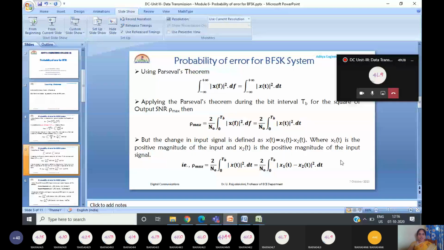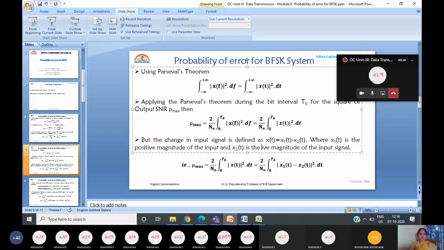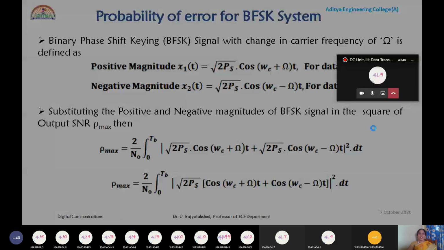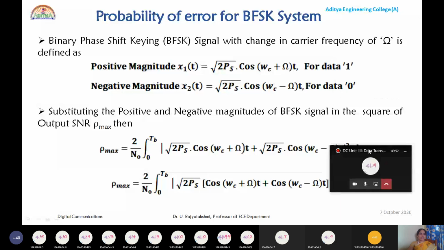X2 of t is the negative magnitude of the input signal. Okay, so accordingly you will get the integral from minus infinity to plus infinity of (x1 of t minus x2 of t) whole squared dt. Later we'll define that. Now you take these two inputs and try to solve it by tomorrow. Otherwise we'll discuss in the classroom, but you try to solve.